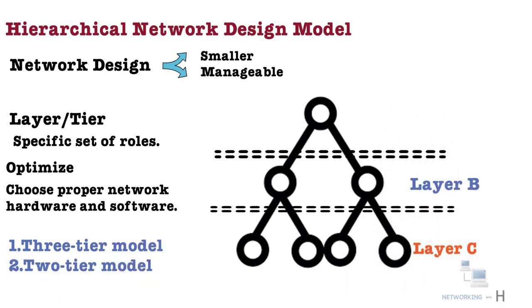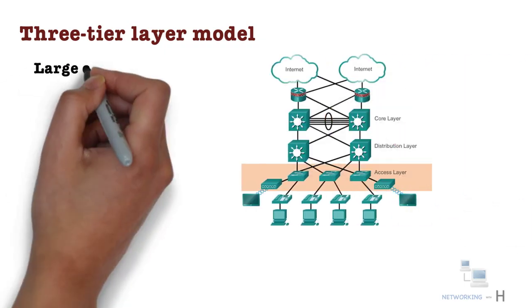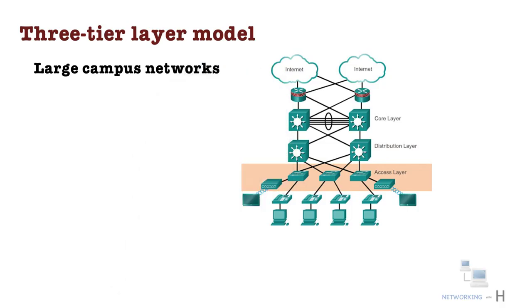A typical enterprise hierarchical campus network design includes the following three layers: core layer, distribution layer, and access layer. The three-tier model includes all three layers. This design model can be used in large campus networks where multiple distribution layers and buildings need to be interconnected.